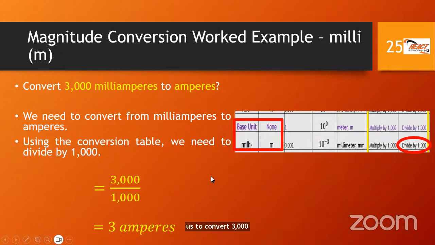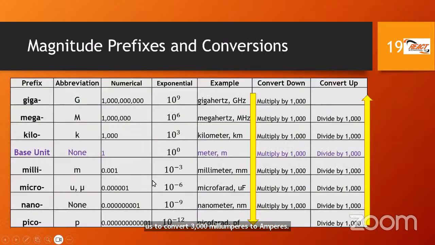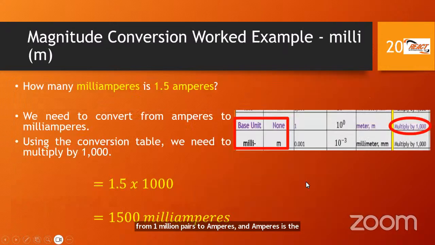So let's see what we're doing. Trusty table. We want to go milliamperes to amperes. Again, there's no prefix in amperes, so it's the base unit. So milliamperes to amperes, we are going up. We divide by 1,000. We're not going down. They didn't tell us to go from milliamperes to microamperes or nano or pico. They didn't tell us to go to kiloamperes, megaamperes, or giga. They said, let's go from milliamperes to amperes, and amperes is the base unit. So we're going up and we are dividing by 1,000 because we are converting up. Let's do that.